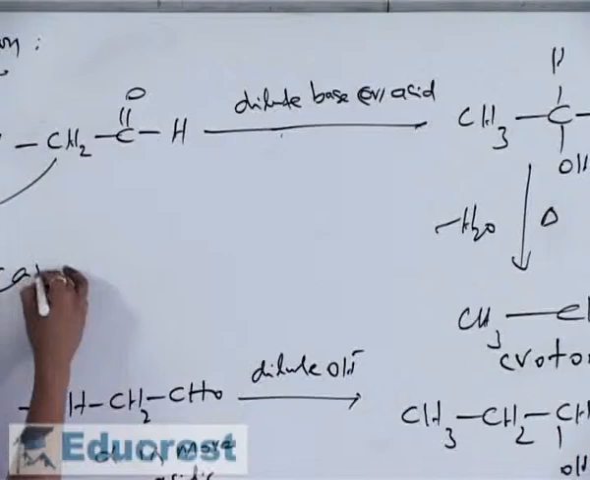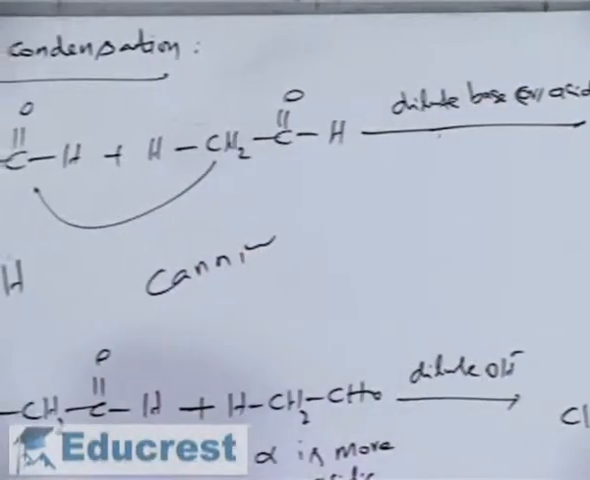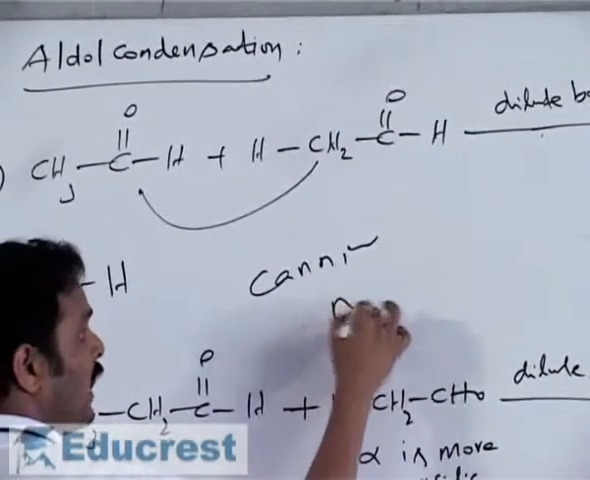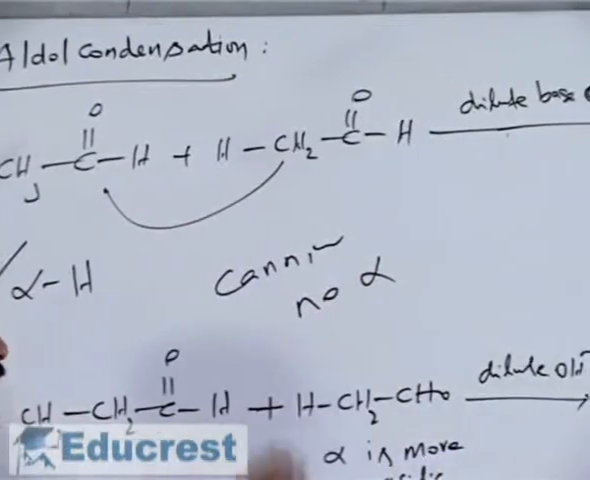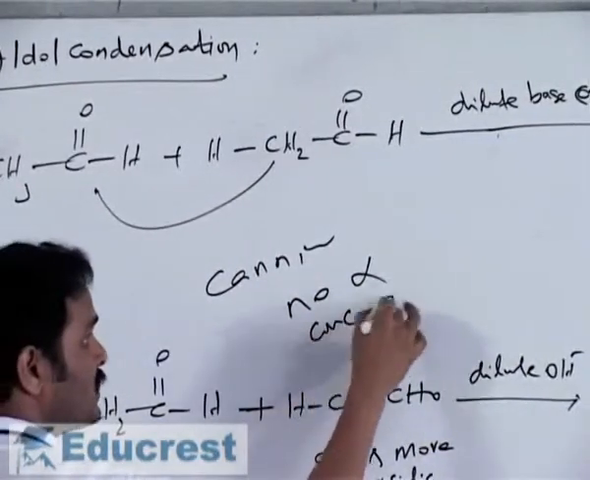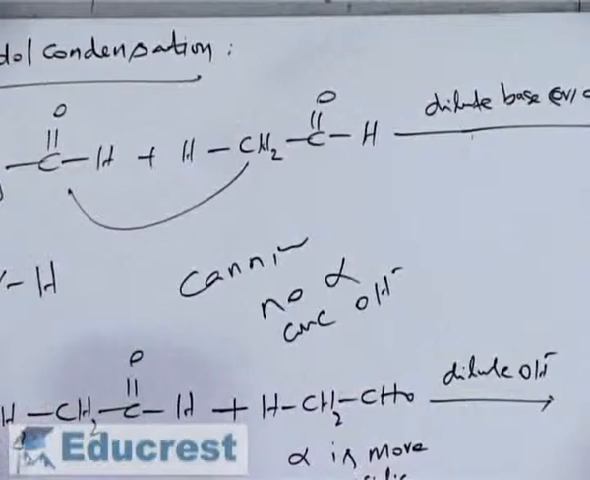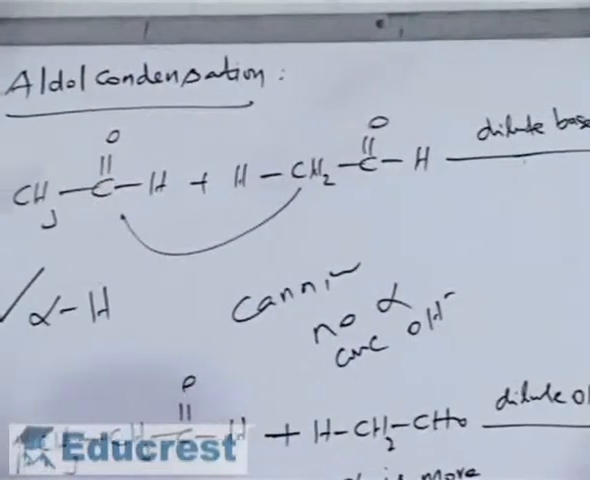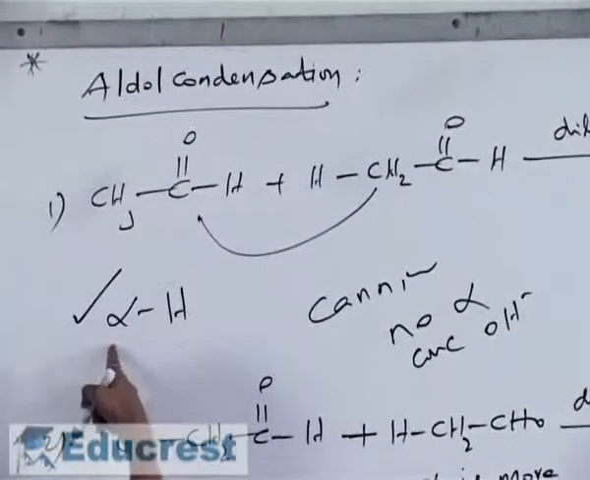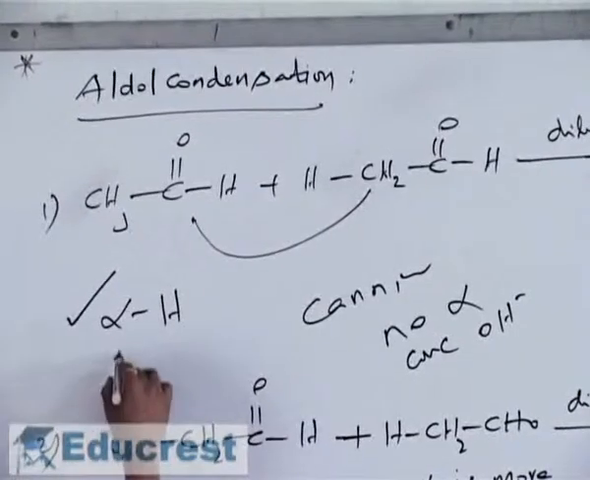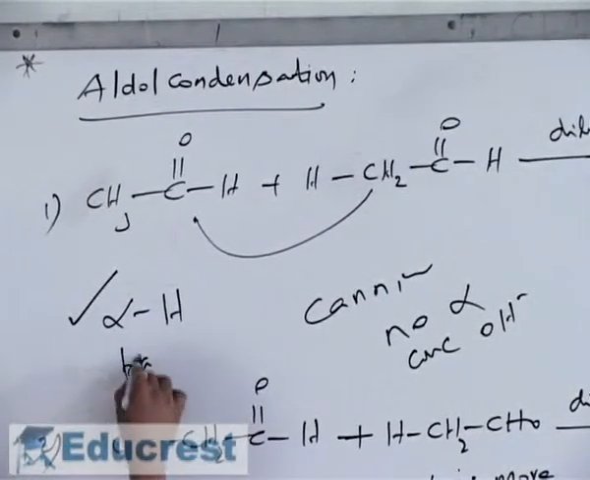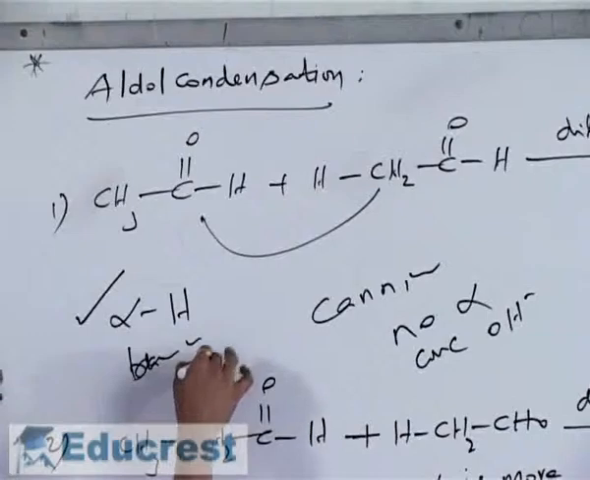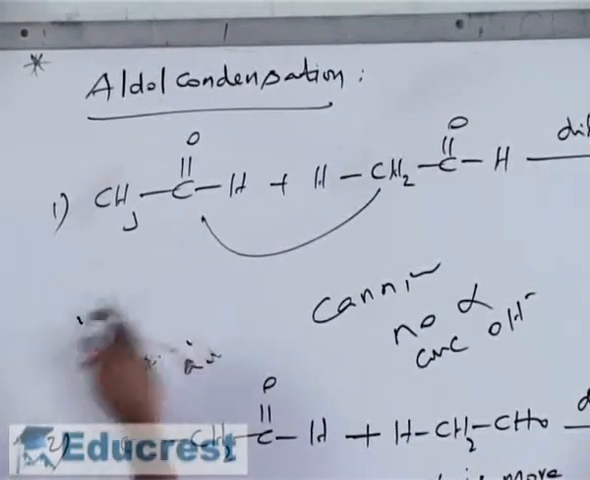If you take Cannizzaro reaction, there are no alpha hydrogens, and the reaction is carried out in presence of concentrated base. In case of aldol condensation, compounds with alpha hydrogens are required, and the reaction takes place in presence of dilute base or dilute acid. Okay.